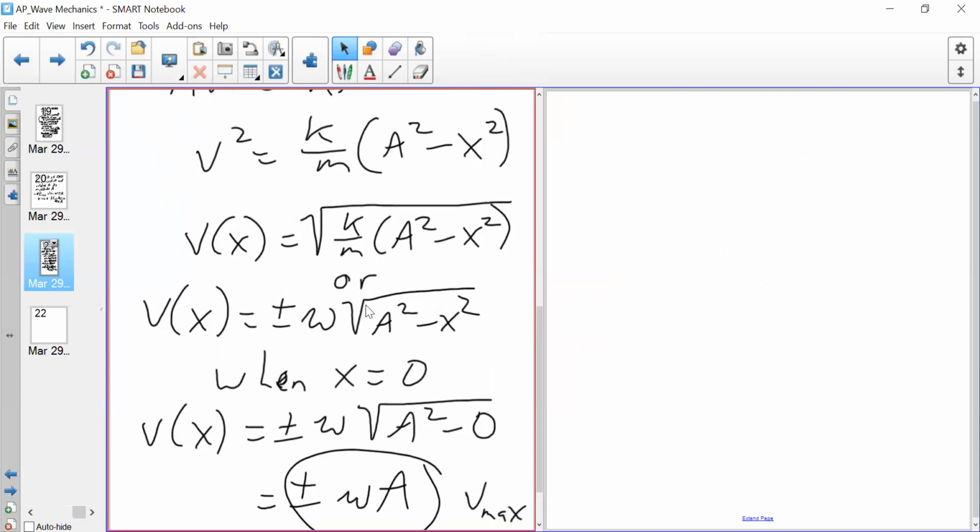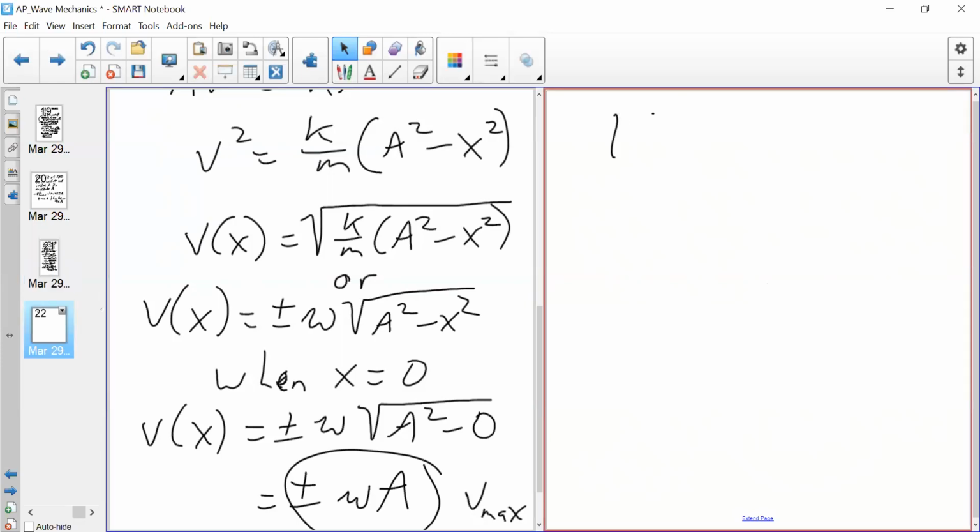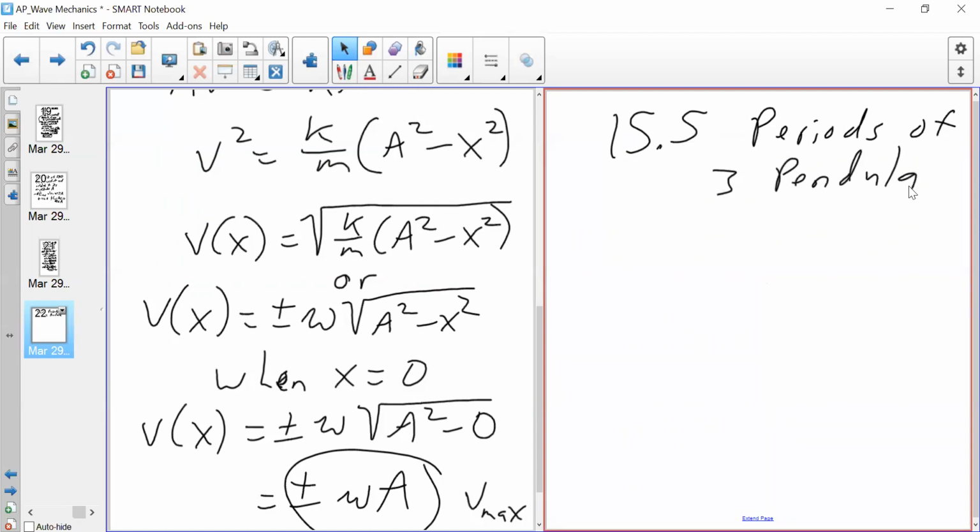Okay, so now let's see if we have some time for examples. Our last section is 15.5. We're going to be looking at the periods of three types of pendula, the plural of pendulum.